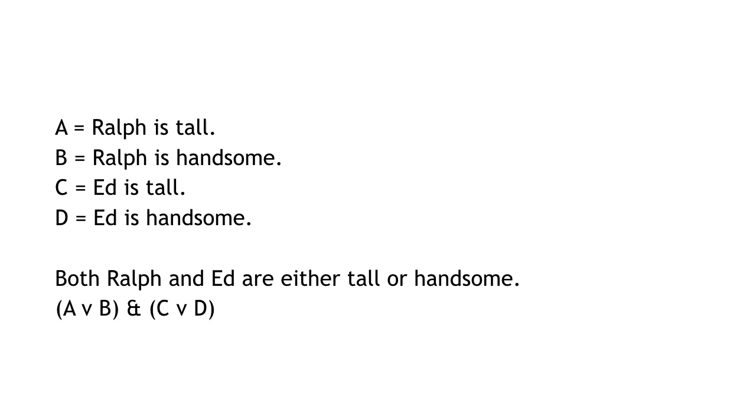Both Ralph and Ed are either tall or handsome, right? So we're saying that both of these guys, they're either one or the other, right? So A or B, Ralph is either tall or handsome, and C or D, Ed is either tall or handsome, right? Because it's saying, both of these guys, they're one or the other, so pretty easy as well, I think.